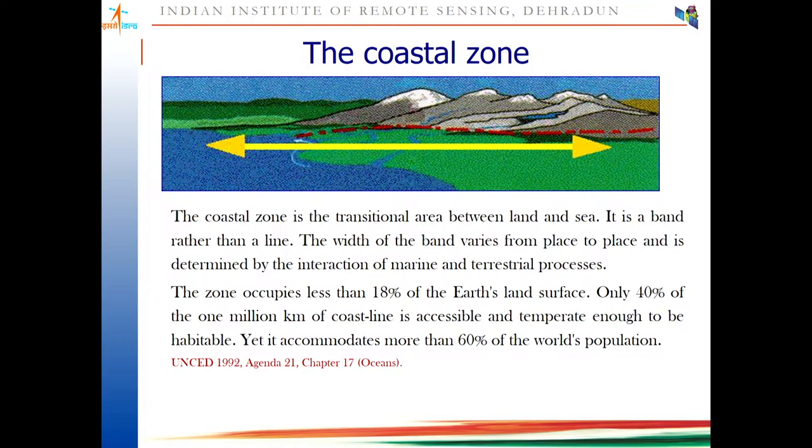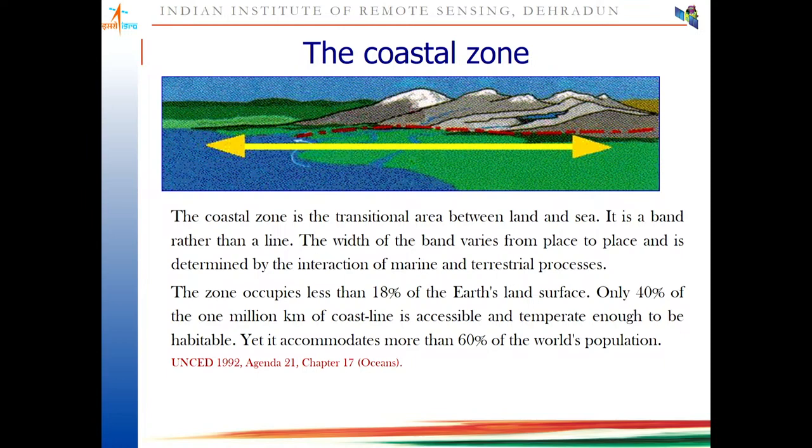Coastal zone is the transitional area between land and the sea. That means this is an area but not a line. When we talk about a line, basically we talk about the land and water boundary. But when we talk about the coastal zone, it is an area in between land and the sea. It is a band rather than a line.